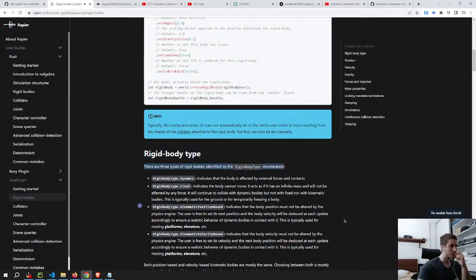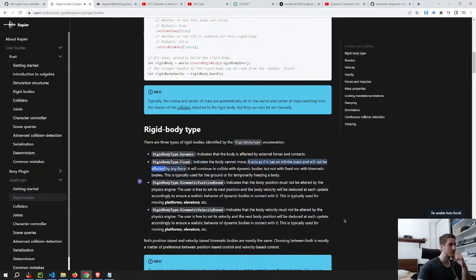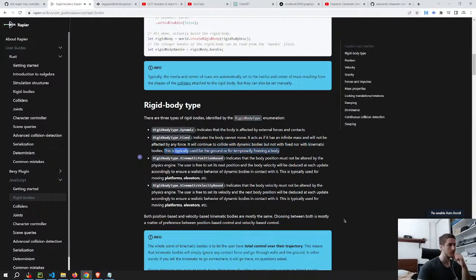Rigid body type. There are three types of rigid bodies, identified by the RigidBodyType enumeration. RigidBodyType.dynamic indicates that the body is affected by external forces and contacts. RigidBodyType.fixed indicates the body cannot move. It acts as if it has an infinite mass and will not be affected by any force. It will continue to collide with dynamic bodies, but not with fixed nor with kinematic bodies. This is typically used for the ground or for temporarily freezing a body.